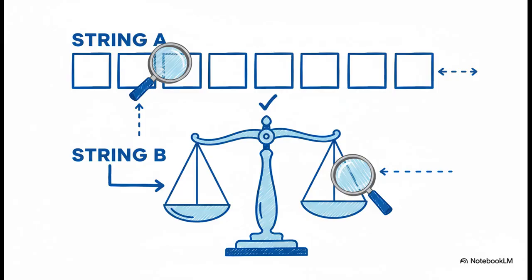The whole process is kind of like using an old-fashioned balance scale. You take the first character from each string and put them on the scale. Are they the same? Okay, move on. Take the second character from each. Same. Okay, keep going. You repeat this until you either find a pair that doesn't match or you run out of characters in both strings at the exact same time.